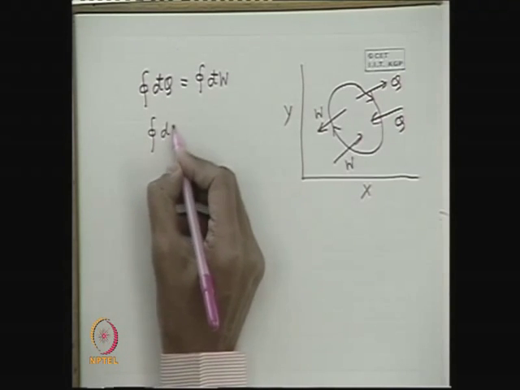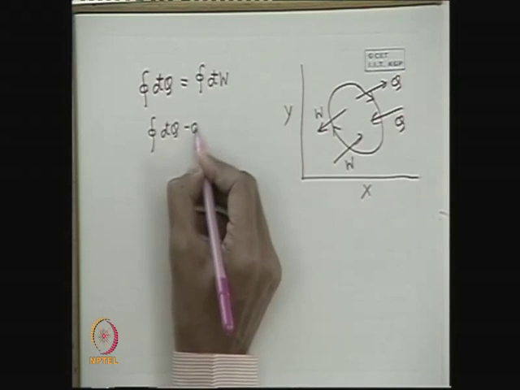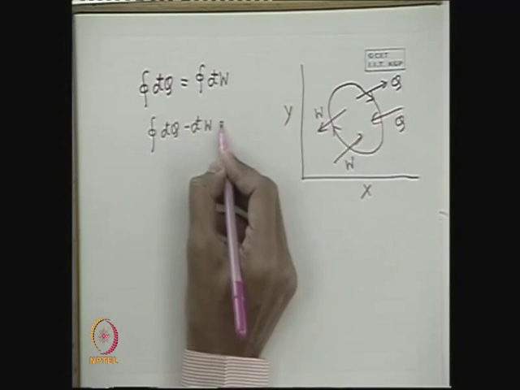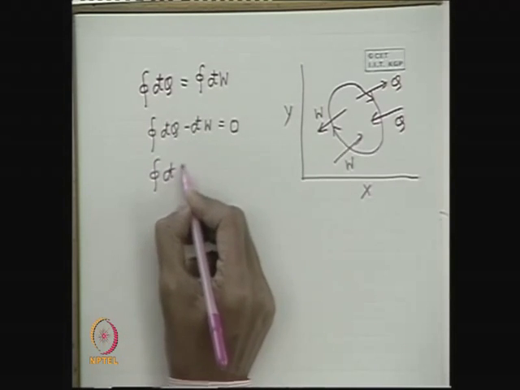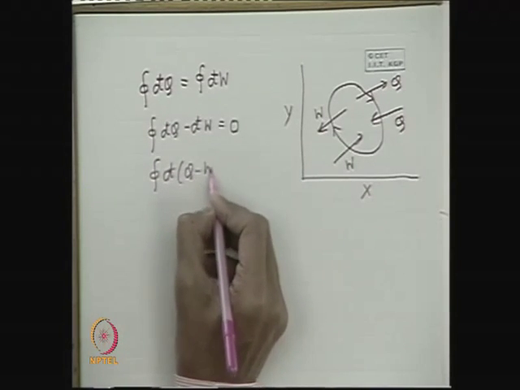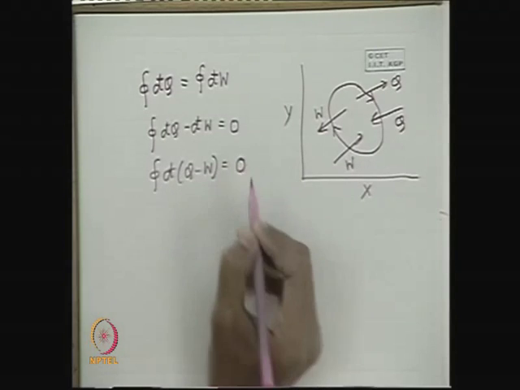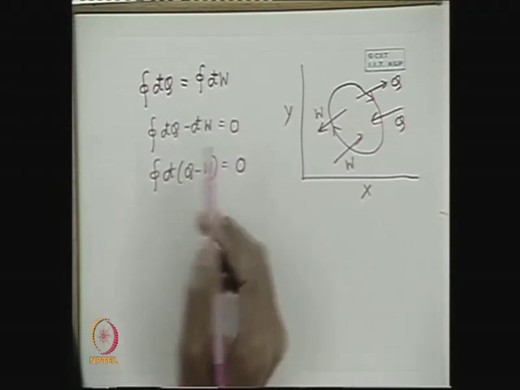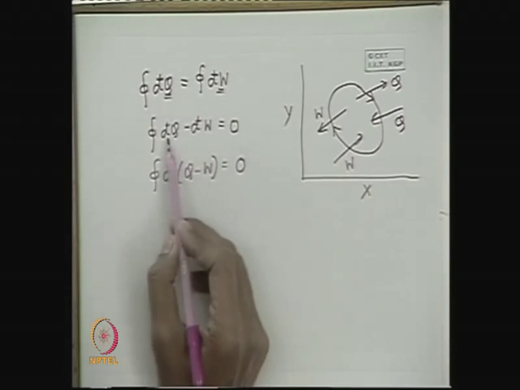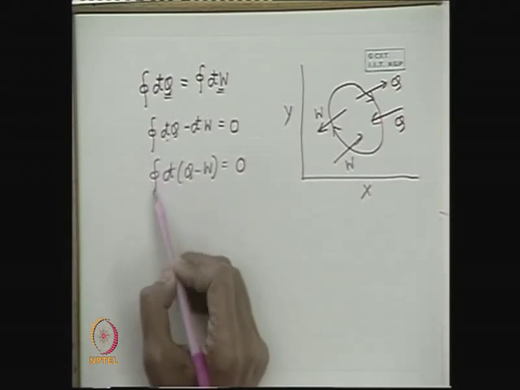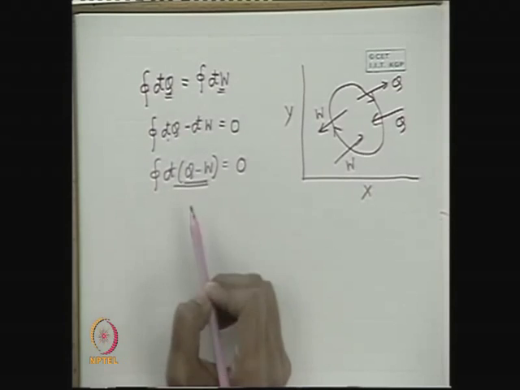So, if we write it in a different way, δQ minus δW is 0. That means we can write the cyclic integral of (δQ minus δW) is 0. This gives a very interesting result: though Q and W are path functions, their difference becomes a point function, because the cyclic integral of their difference is 0.